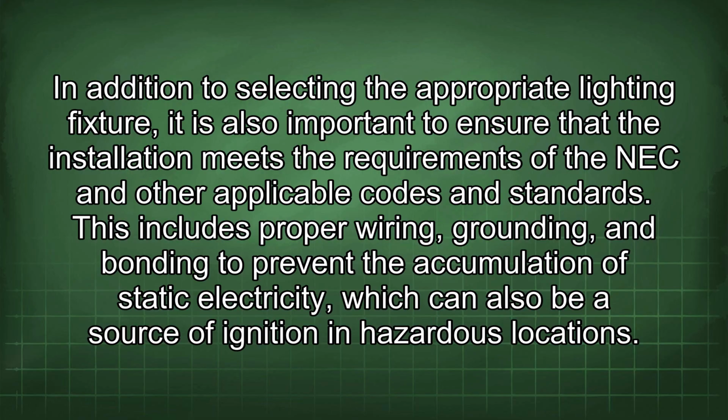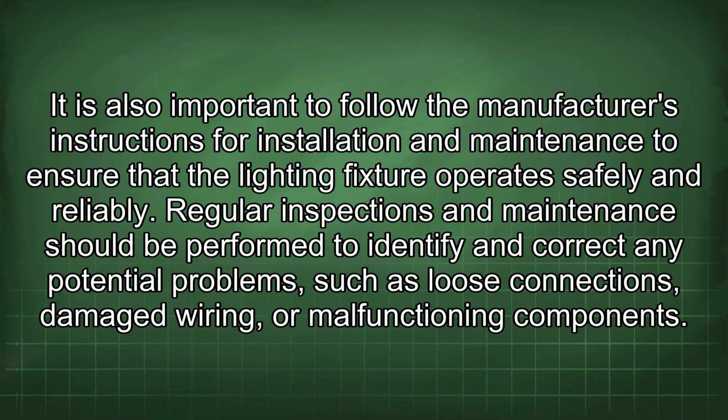This includes proper wiring, grounding, and bonding to prevent the accumulation of static electricity, which can also be a source of ignition in hazardous locations. It is also important to follow the manufacturer's instructions for installation and maintenance to ensure that the lighting fixture operates safely and reliably. Regular inspections and maintenance should be performed to identify and correct any potential problems, such as loose connections, damaged wiring, or malfunctioning components.